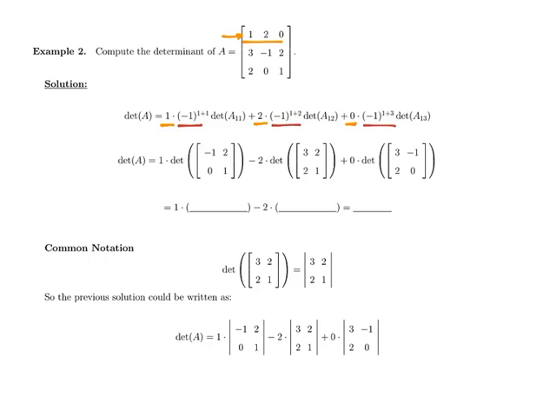And what we're going to do is, for the first one, since it's the first column, we're going to take -1 to the 1 plus 1. That's a positive 1. Next one, -1 to the 1 plus 2. That's going to be a -1. And then finally, we get a positive 1 at the end. And we can see that we're just going to be switching signs.